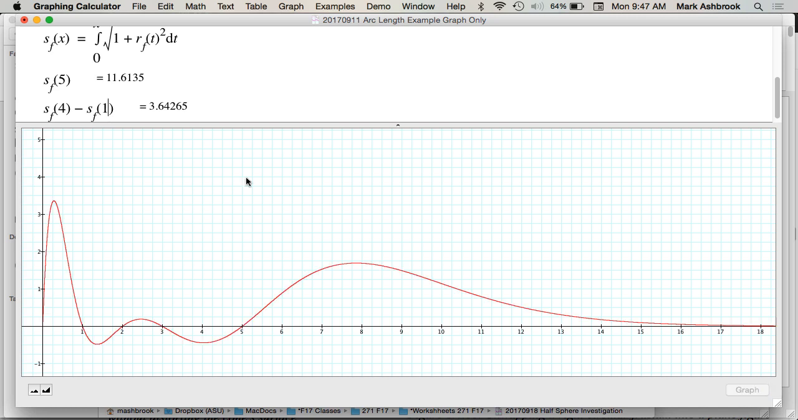So that just told us that starting from here along this curve, from x equals 1 to x equals 4, that length of the curve is 3.64.